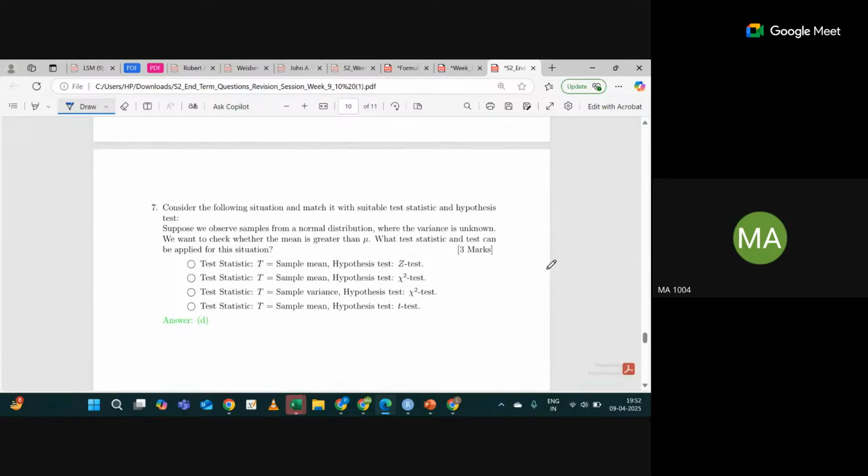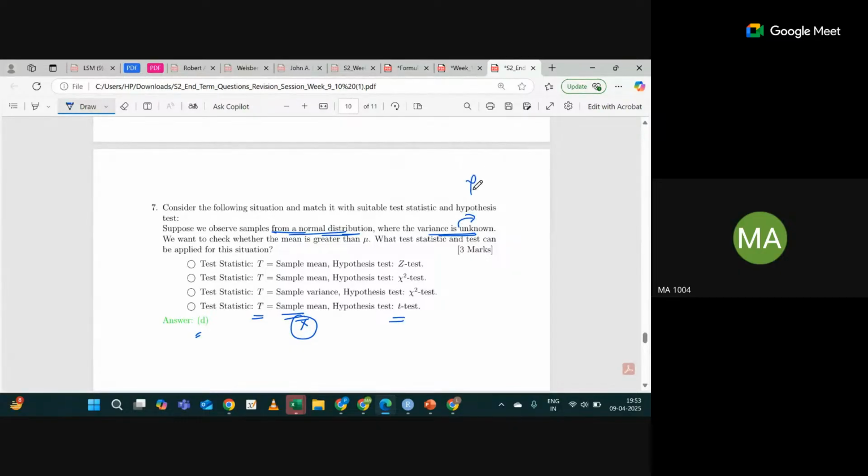Okay, so the next scenario is, tell me why option D is correct. You have to consider this situation. You have to match with the suitable statistic and hypothesis. Samples have been drawn from a normal distribution, but variance is unknown. Why is the test statistic equal to the sample mean? Because in the t-test we use the mean only.